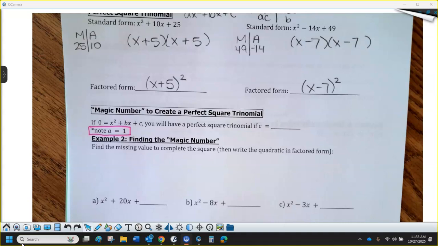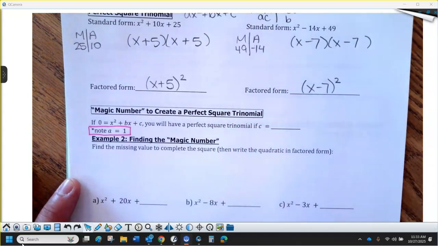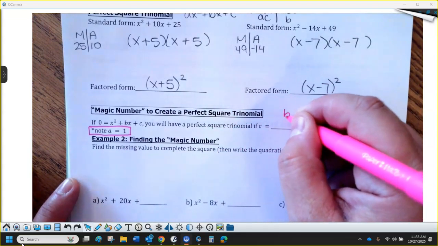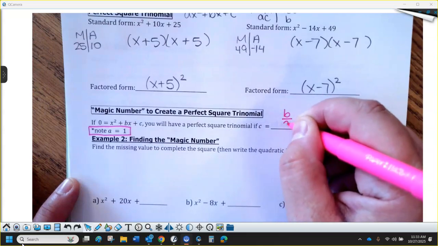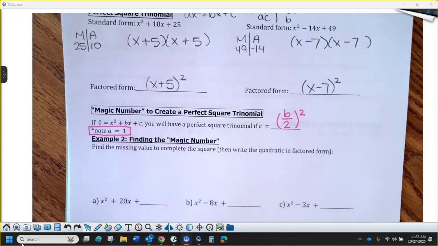Okay, now, if this is a perfect square trinomial, then the number in the middle can be anything, but it has to start with the x squared, and the number on the end that doesn't have an x with it, the c value, your constant term, has to be the b value divided by 2, squared. I call that the magic number, all right? If that's the case, then the two factors are exactly the same. So it's just the b value divided by 2 squared.